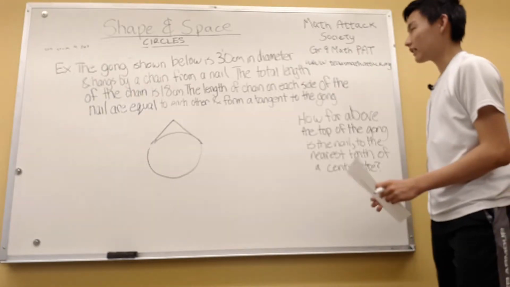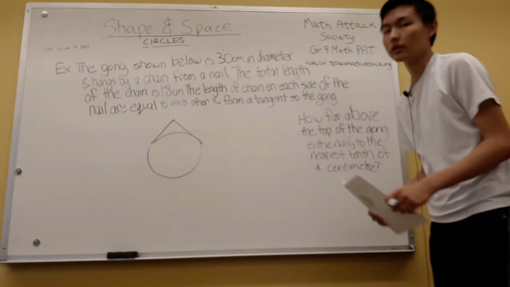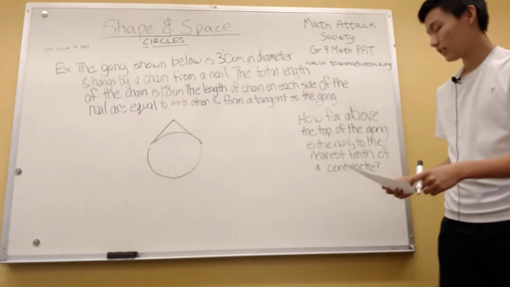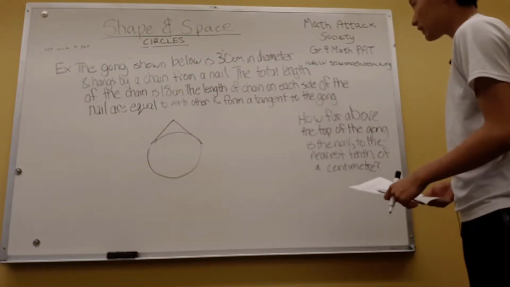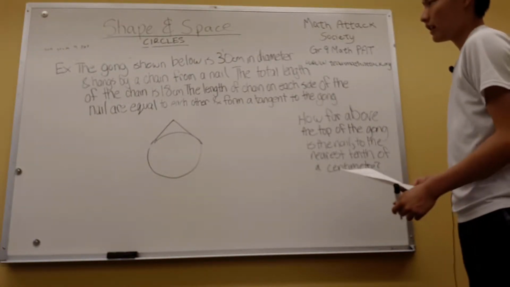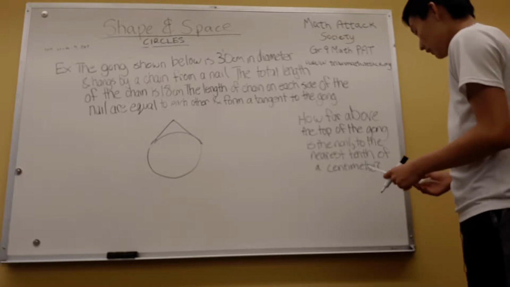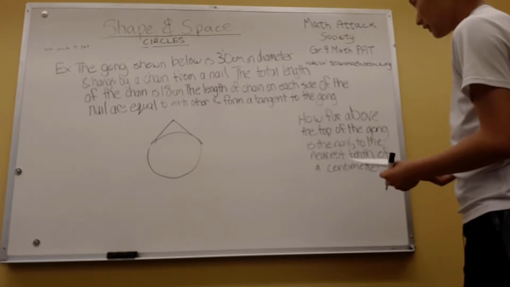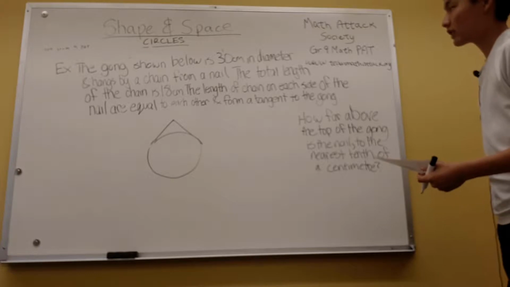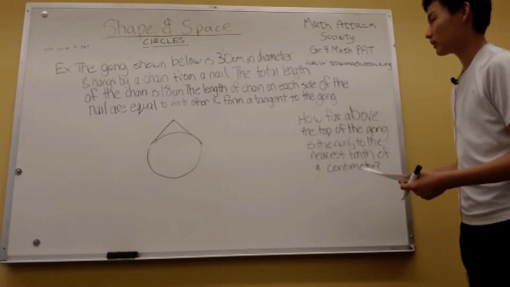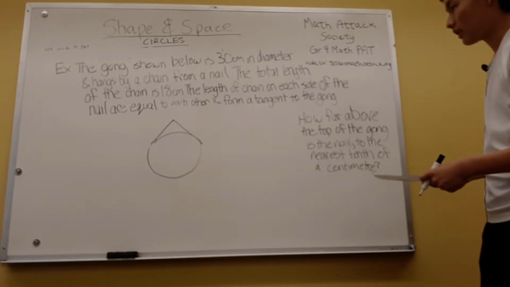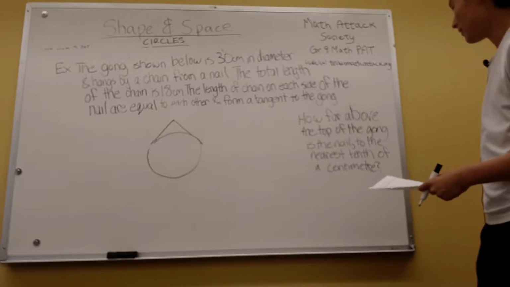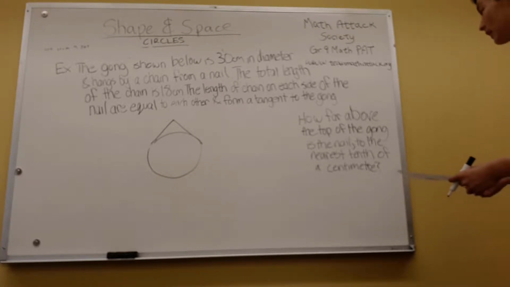Here we have an example tangent problem taken from the 2013 grade 9 PAT. The gong shown below is 30 centimeters in diameter and hangs by a chain from a nail. The total length of the chain is 18 centimeters. The lengths of chain on each side of the nail are equal to each other and form a tangent to the gong. How far above the top of the gong is the nail, to the nearest tenth of a centimeter?